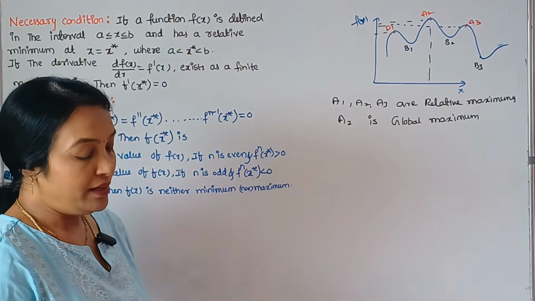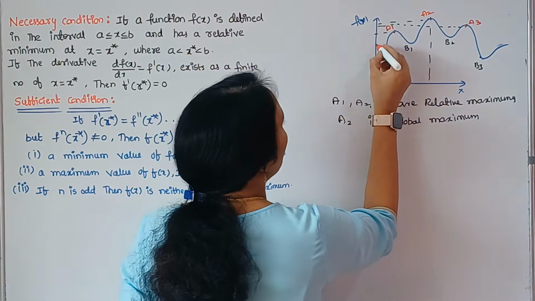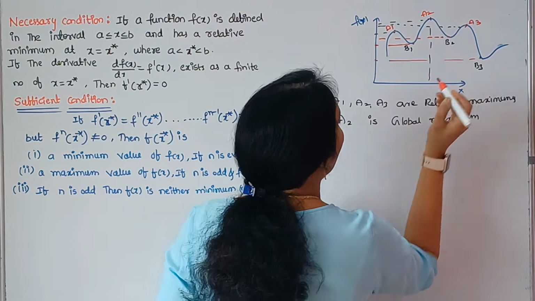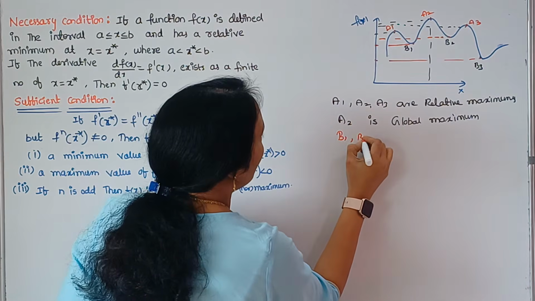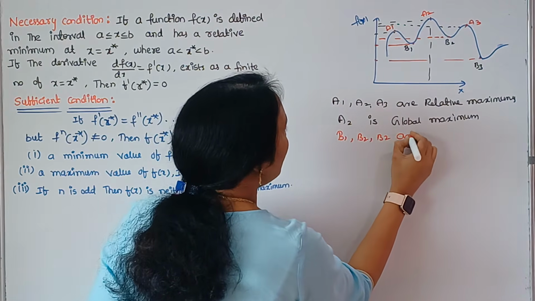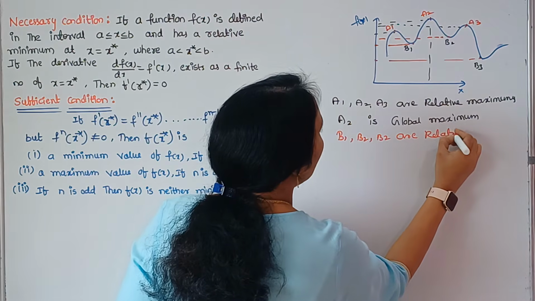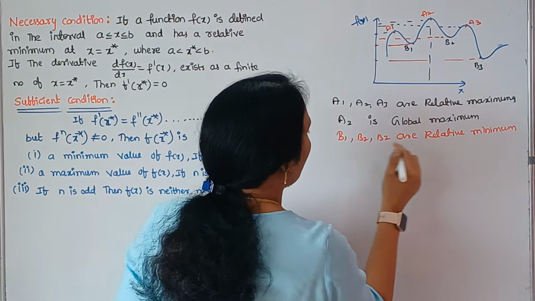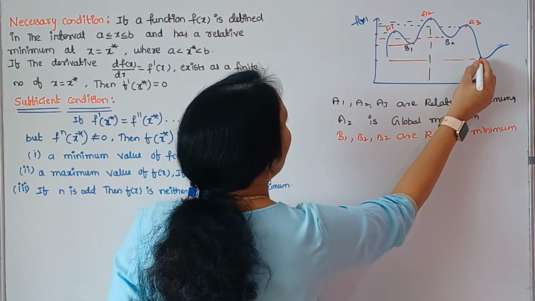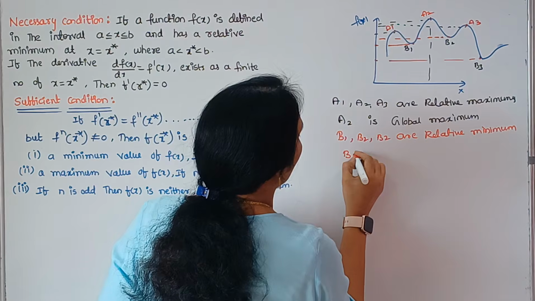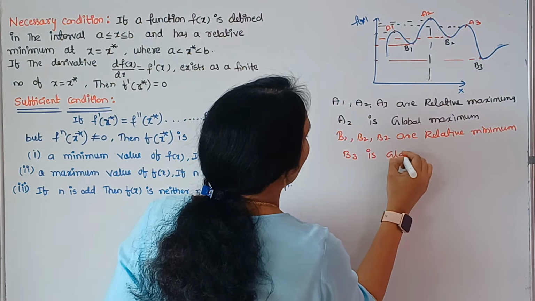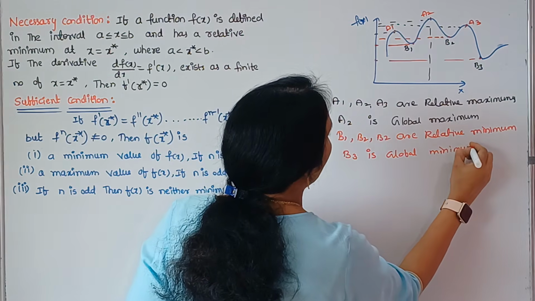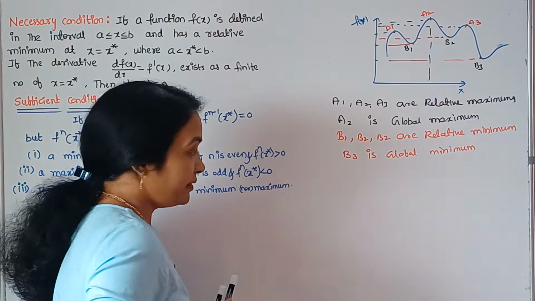And again, what are the minimum terms? b1, b2 and b3 are the relative minimums. In that, our b3 is the global minimum. From the graph, we identify them in this way.